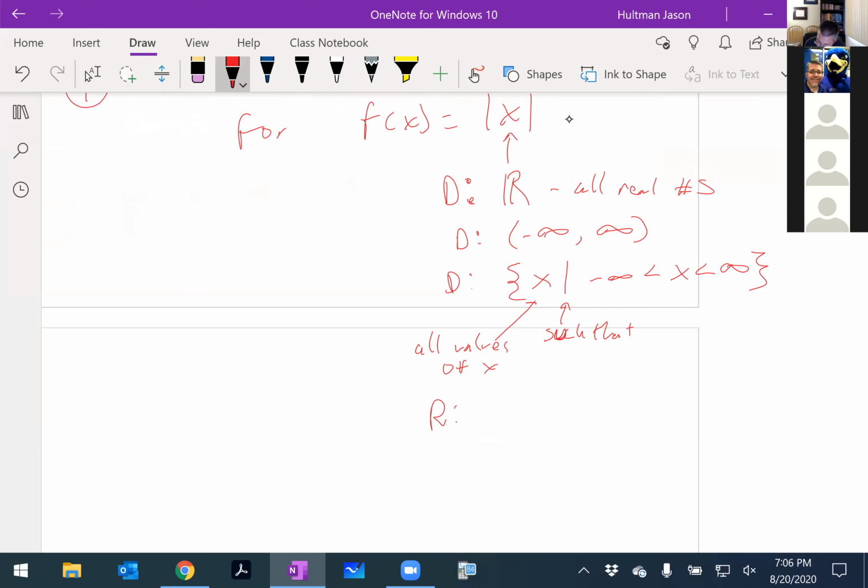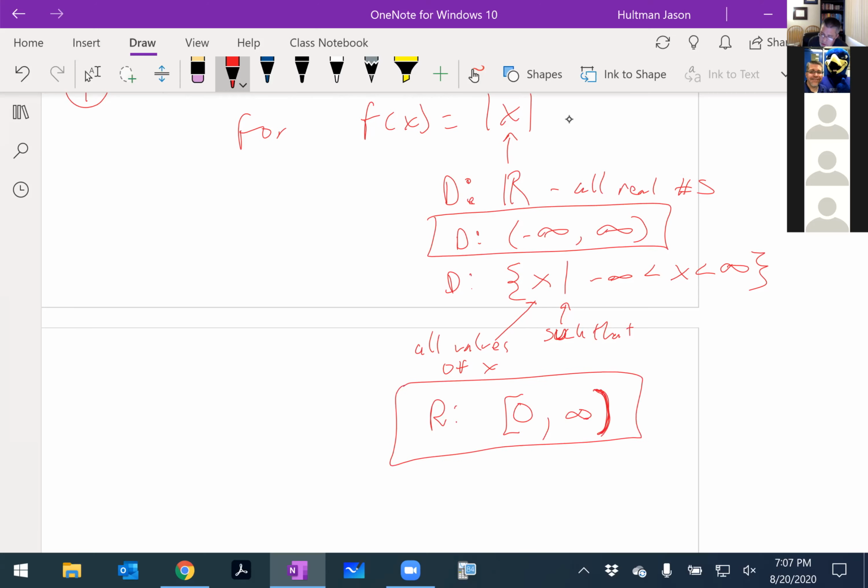So what is the range here? The range goes from 0. Can we have 0? Sure, we can have 0. In interval notation, it would go from 0 to infinity, and we always let infinity be a parenthesis because we can never get there. So that's the range. We could do interval notation on both of them; you just want to be consistent. So the domain is from negative infinity to infinity, and the range is from 0 to infinity, and 0 is included.